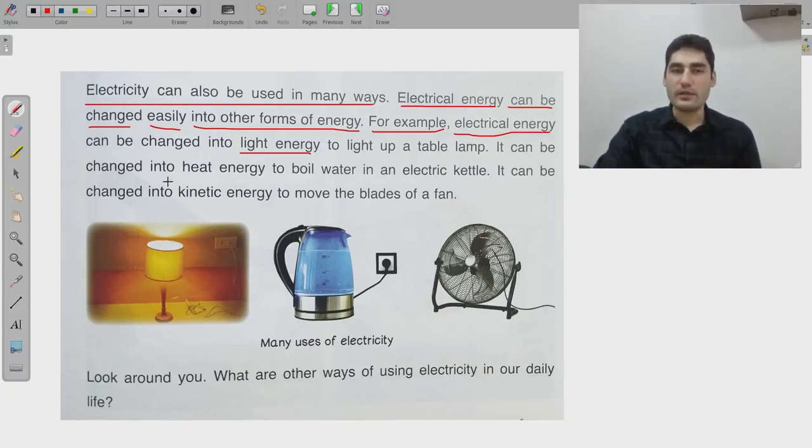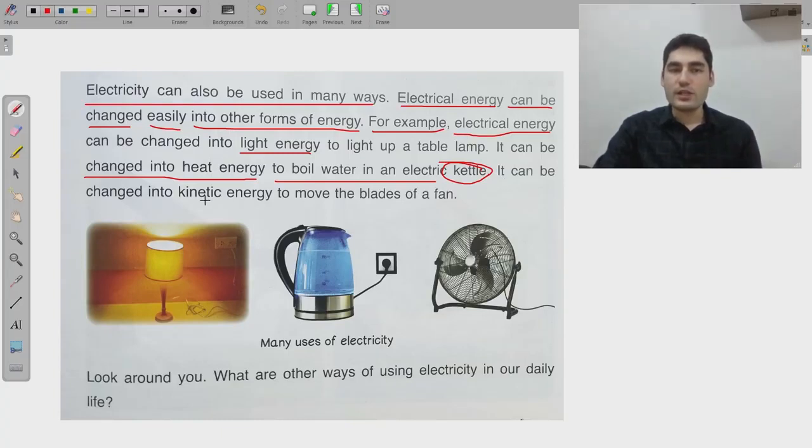Another example, electrical energy can be changed into heat energy, like this, to boil water in an electrical kettle. This is the kettle, okay, this one. So it can be heat energy. Heat means it is hot, it is not cold, hot, okay, heat energy.